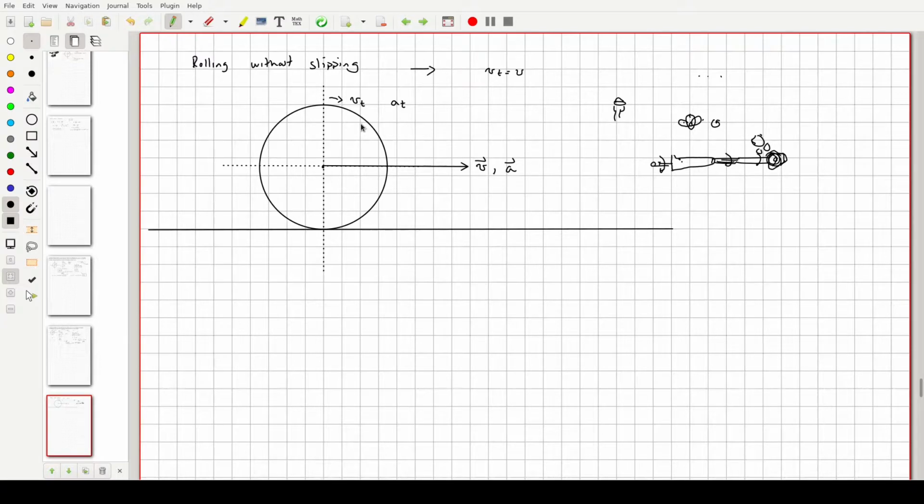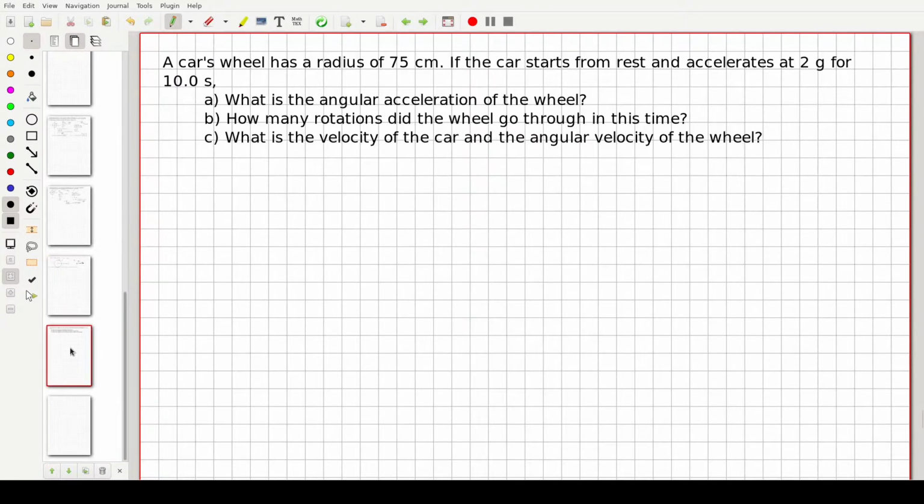Okay. So like I said, rolling without slipping is a big deal. So as an example, let's work this example. You have a car's wheel. It has a radius of, rather, 75 centimeters. If the car starts from rest and accelerates at 2g for 10 seconds, what I want to know is what's the angular acceleration of the wheel? How many rotations did the wheel go through in this time? And also, what is the velocity of the car and the angular velocity of the wheel?